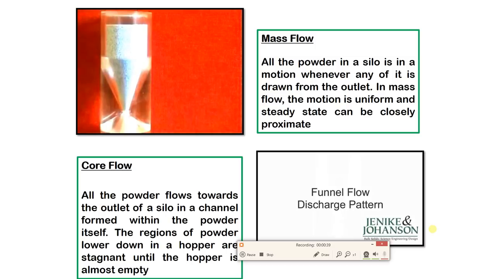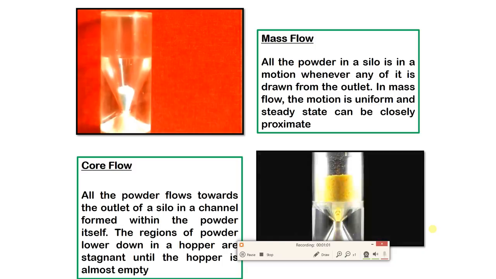There are two types of flow in the hopper, which are the mass flow and the core flow. As can be seen in the video on top, is an example of the mass flow, when all the powder in a silo is in motion whenever any of it is thrown from the outlet. The motion is said to be uniform and steady state.